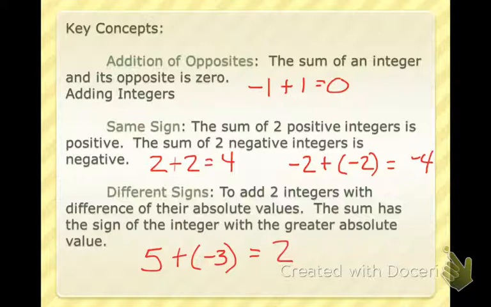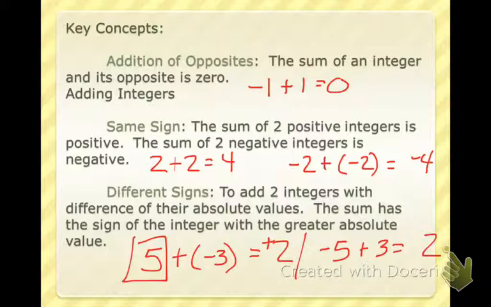Now, the sign you're going to use is what the bigger number is. Well, 5 is a bigger number, and it's a positive, so it's going to be +2. But like here, we have -5 plus 3. Again, they're opposite signs. So you're going to subtract them. So again, in your brain, you're going to go 5 minus 3. 5 minus 3 again is 2. But the 5 is a bigger number, and its sign is a negative, so it's going to be -2.